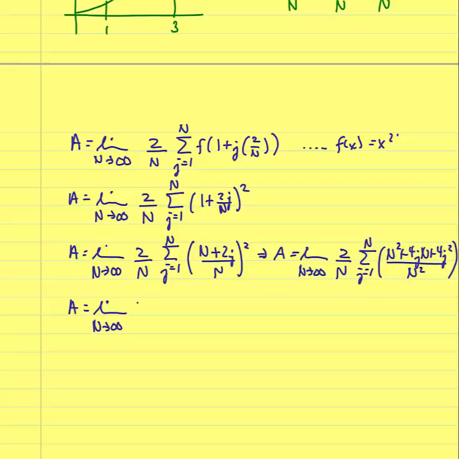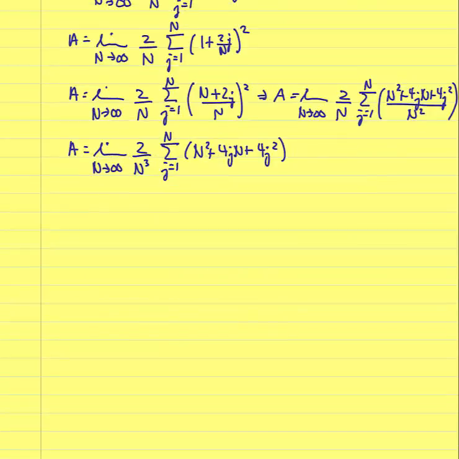So if I pull that out, I get 2 over cap n cubed, and then I'm left with the sum, j equal 1 to n. And again, this is n squared plus 4jn plus 4j squared. So now you can kind of see where these shortcut formulas are going to come into play and help us out. Okay, we're going to continue to simplify.